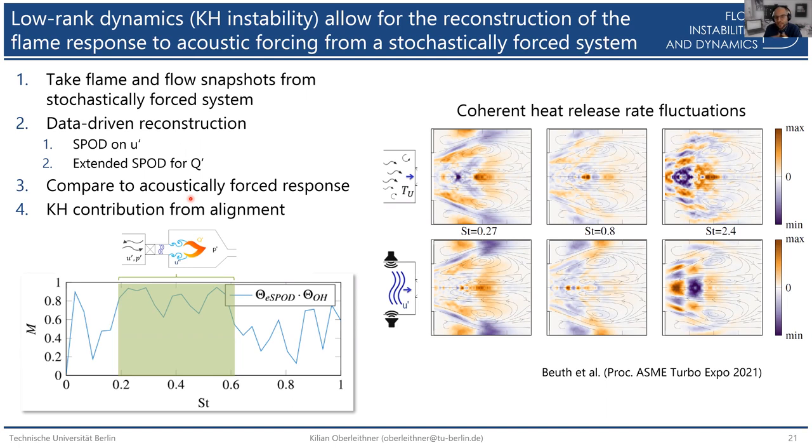So this will give you some estimate of a frequency range where you actually know that the Kelvin-Helmholtz instability is the dominant driver of the heat release. While in other areas where you have a low alignment, you know that there's some other mechanism relevant, for instance, the fuel-air ratio fluctuations, which I explained at the beginning.